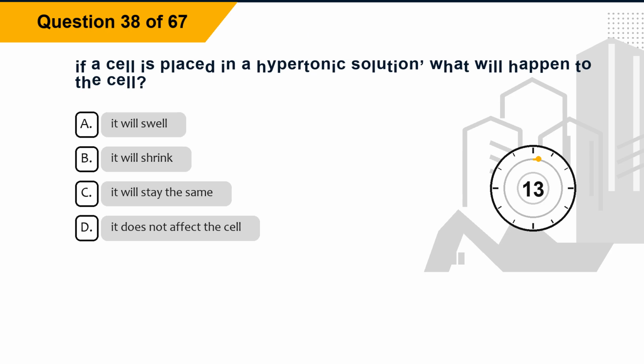Question 38. If a cell is placed in a hypertonic solution, what will happen to the cell? Option A, it will swell.